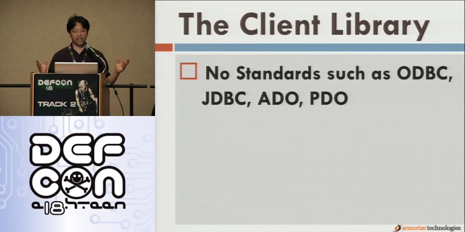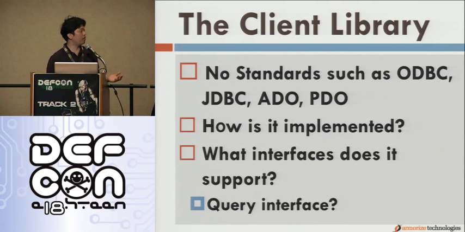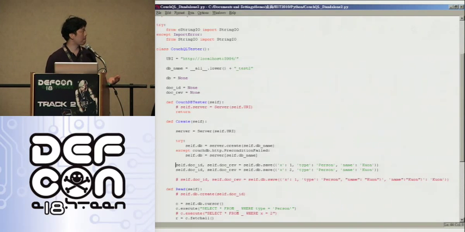The client library implementation right now has no standards such as ODBC, JDBC, ADO, PDO, etc. So these questions would strongly affect the security standing and aspects of these client libraries. How is it implemented? What interfaces does it support? Does it support a query interface?